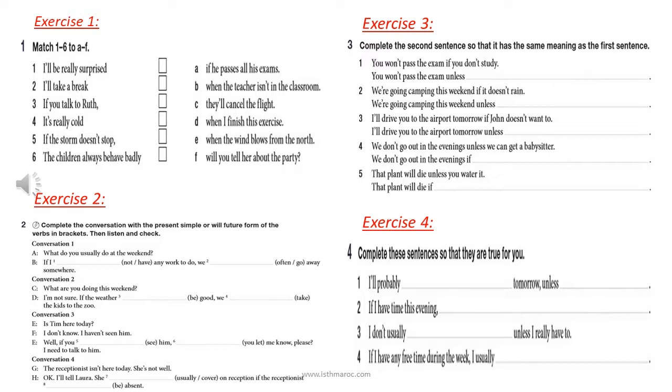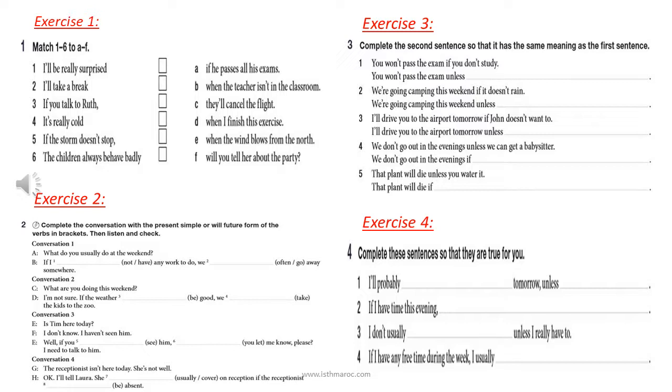Okay, so here you go. Exercise 3: complete the second sentence so that it has the same meaning as the first sentence. You've got 5 sentences there. For example, sentence number 1 says: you won't pass the exam if you don't study. You won't pass the exam unless you study hard. So you can have different suggestions, but they would keep the same meaning as the previous sentences which you have there.